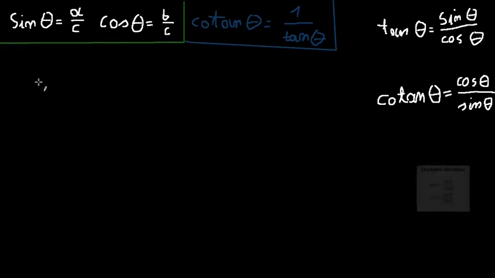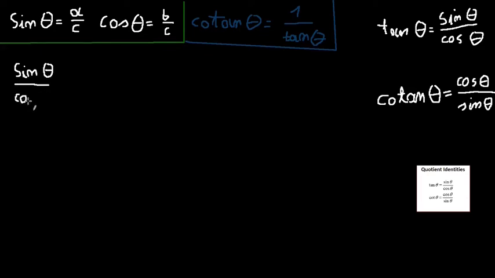Now the quotient identities. We already know that cotangent is the inverse of the tangent function, so what we need to prove is the first one. Sine and cosine functions are in the form of something divided by the hypotenuse length. So if we divide one by the other, the hypotenuse lengths will cancel each other out. So what we are left with is tangent or cotangent.